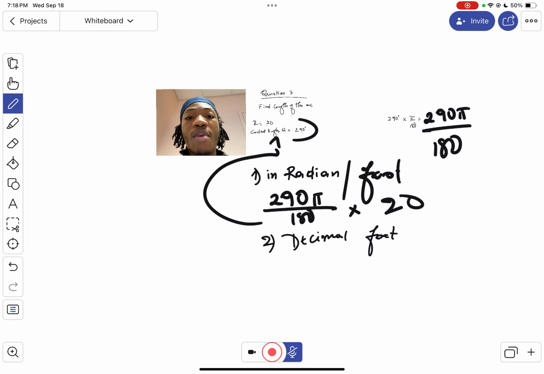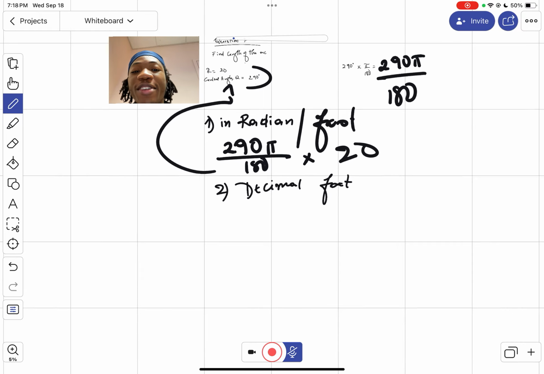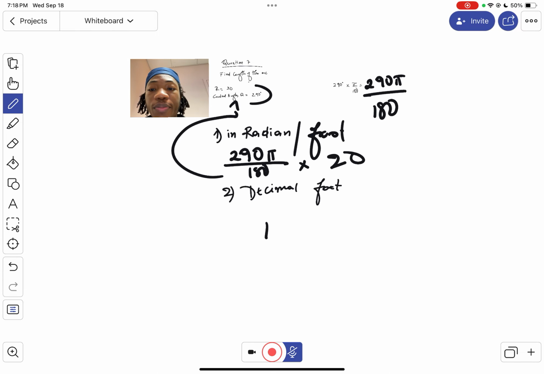Then you multiply it by the radius they give you, which is 20. So we take the 290 and multiply it by pi. You press the pi button, multiply by 20, and it's going to give you a weird number. You just divide whatever it gives you by 180, and the final answer will be in decimal, in feet. So it's going to be 101.2290. And the question asks us to round it to 2 decimal places.